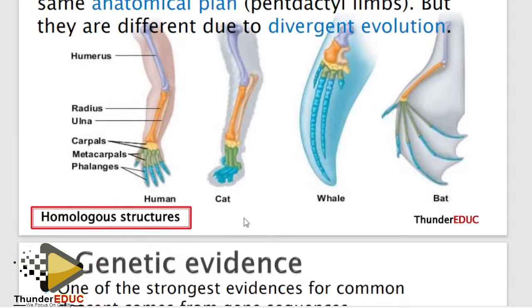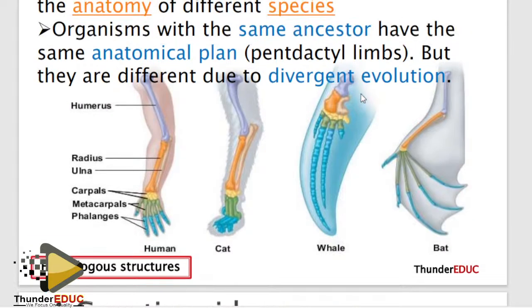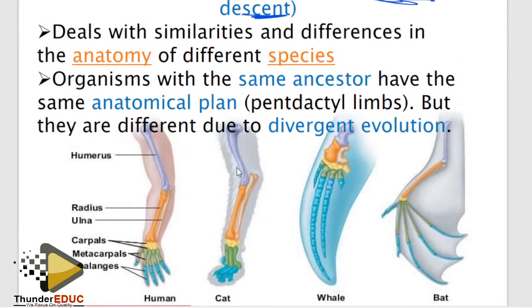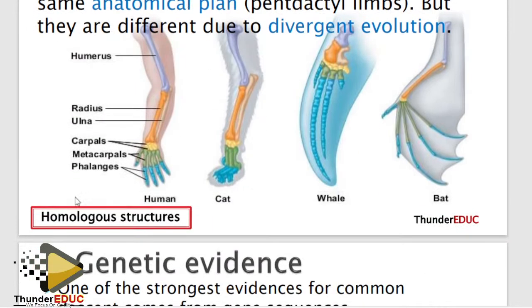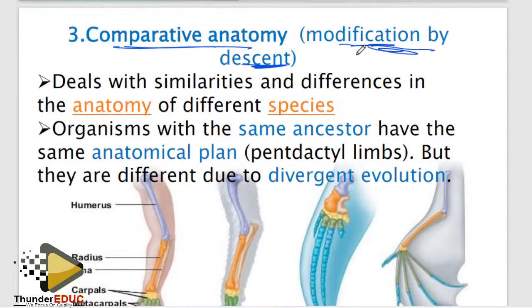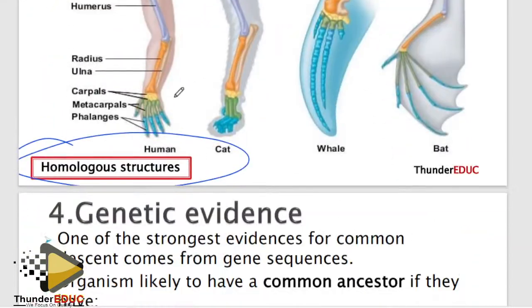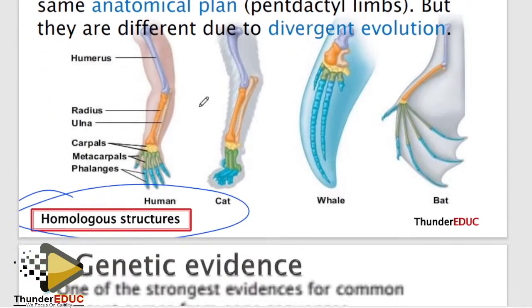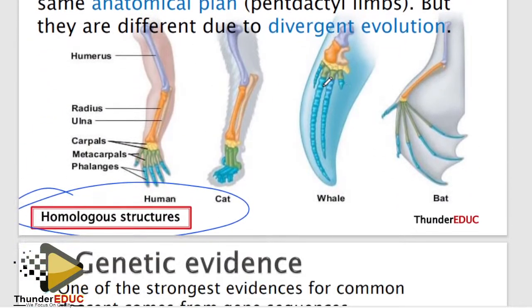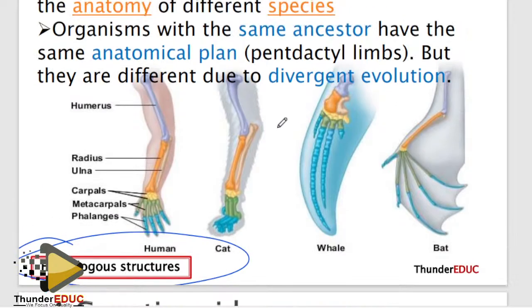Sometimes they ask you about these structures, whereby you're supposed to tell us that these structures are called homologous structures. So if they ask the process, then it's going to be modification by descent or comparative anatomy. But if they ask you the structures, which is under here, we call it homologous structures. That's why I said, let me know the answers people are giving out.